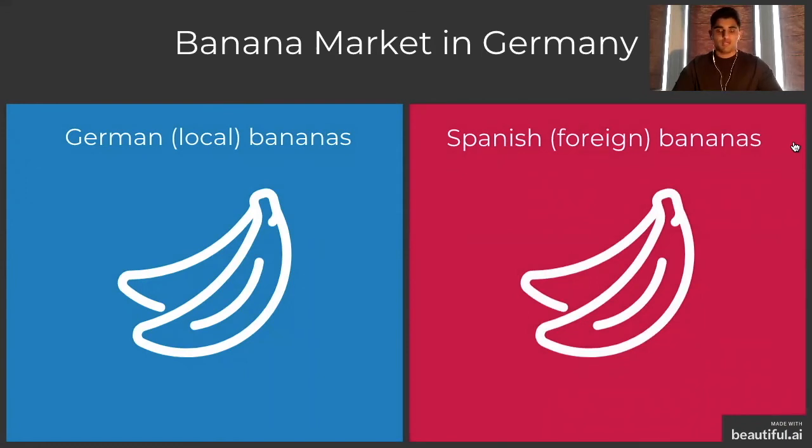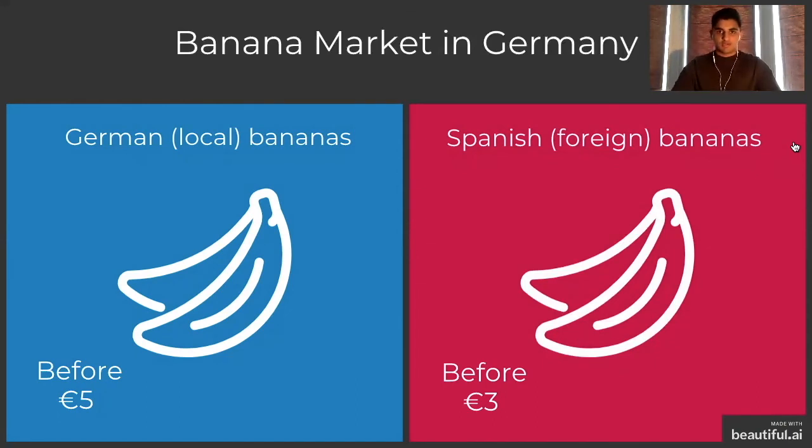Now, before any protectionist measures that the German government will have put in place, German bananas, the local ones, sell for €5. The Spanish ones, €3. So it's clear to see which bananas the consumer is going to buy. They're obviously going to go for the cheaper option, assuming that they both taste like banana, right? They're going to go for the cheaper option. And so they'll go for the Spanish bananas.